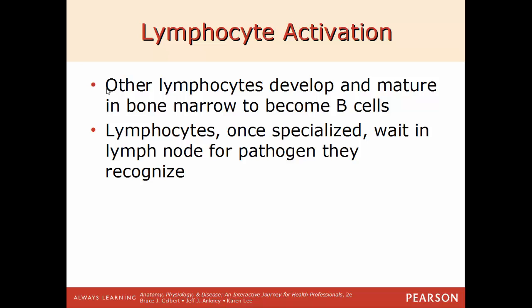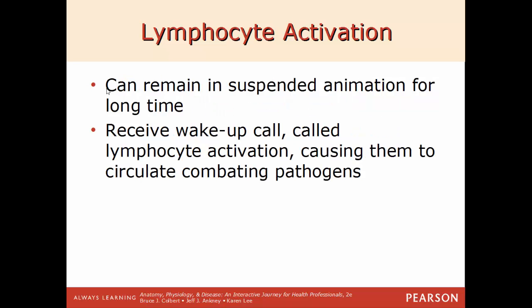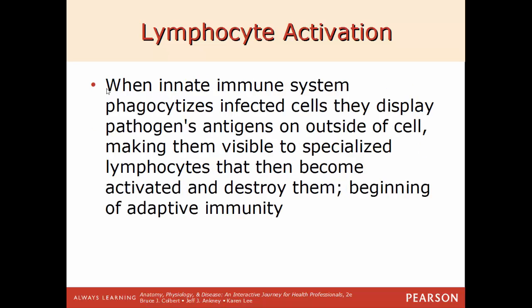Now, other lymphocytes will develop and mature in the bone marrow, and they are called B cells, so B for bone. Now, these lymphocytes, once they're specialized, will wait in the lymph node until a pathogen they recognize. Now, these may remain in a suspended animation for a very long period of time. So once they are activated or woken up, which is called lymphocyte activation, it causes them to circulate throughout the lymphatic system and they are able to fight pathogens. The innate immune system phagocytizes infected cells. They will display a part of that pathogen on their surface, and this makes them visible to very specialized lymphocytes. This is needed to activate those lymphocytes, and this is the beginning of the adaptive immunity. These are called antigen-presenting cells.